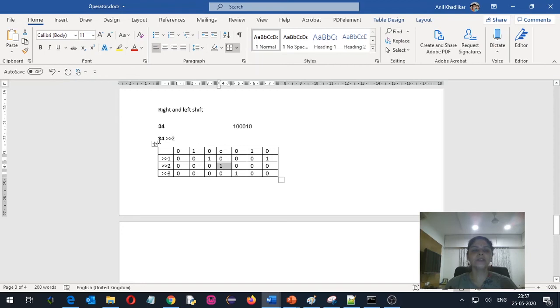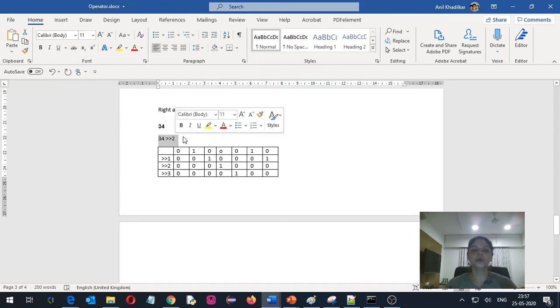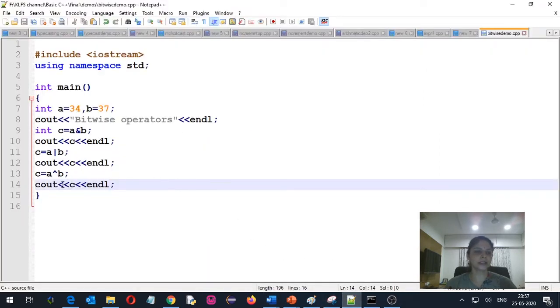And that is why if I say 34 right shift 2, then first of all 34 will become half, that is 17, and in the second right shift it will become 8. So the answer of 34 right shift 2 will become 8. If you want to check this, then we can write it like this.